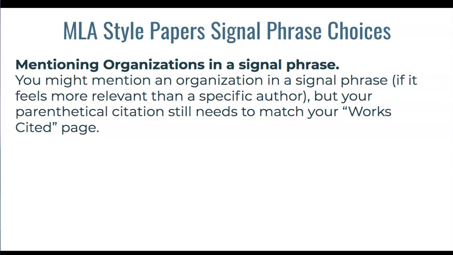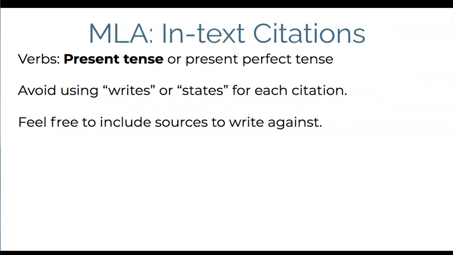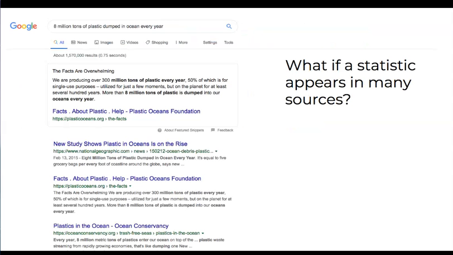So you might mention an organization in a signal phrase if it feels more relevant than the specific author, but you still want to match whatever's in your parentheses with your works cited page. So for MLA, use present tense or present perfect tense. You want to try to mix up your verbs and not write "writes" in each citation. And feel free to include sources to write against them. You might bring in a source that presents a point of view you don't agree with, and you can include that source and then analyze what's problematic about that point of view or why you don't agree with it.